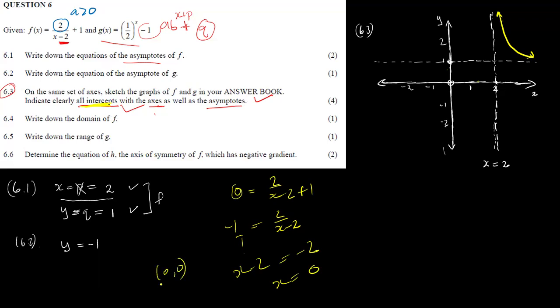Even if we want to determine the y-intercept, we're still gonna get that. For the y-intercept, we let x to be 0. It's gonna be 0 minus 2 plus 1.